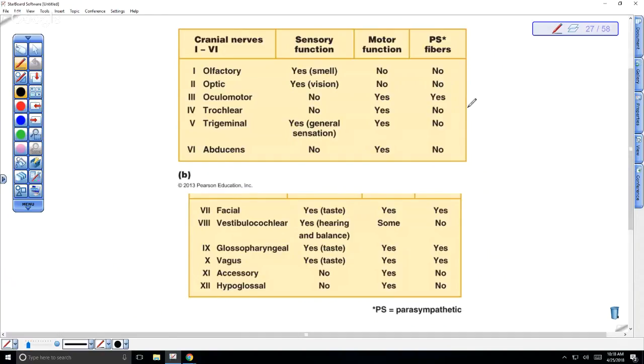And so this has to do with parasympathetic. And so we have some parasympathetic fibers in the cranial nerves. And so, for example, with the ocular motor, we'll talk about this.